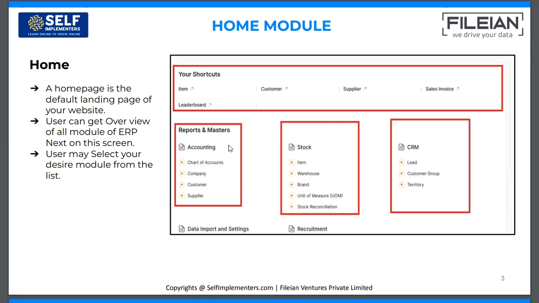Under Reports and Master module, we will learn accounting module, company details. Under Stock module, we will take the example of how we can get overview of atom, how we can navigate the atoms, how we can add the atoms.